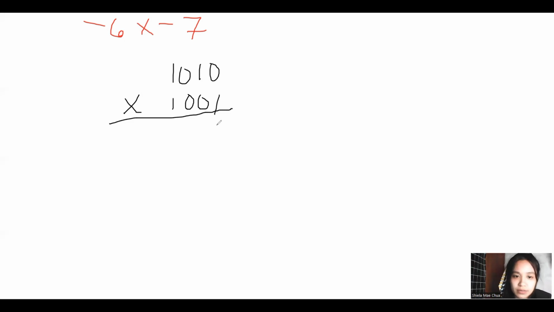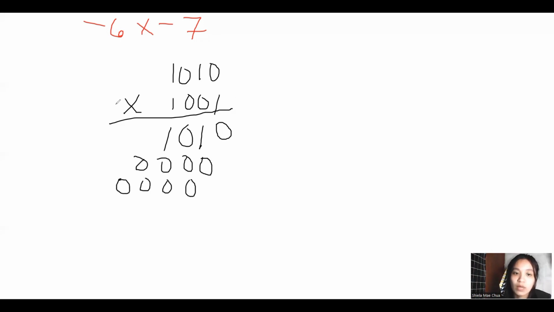So 1 times 0 is 0. 1 times 1 is 1. 1 times 0 is 0. And 1 times 1 is 1. And 0 times this value, we will get 0, 0, 0, 0. And then 0, 0, 0, 0 again. Then 1 times this value, we will get 0, 1, 0, 1. But because this is a negative, we will also do the second complement of the last partial product, which is 1, 0, 1, 0.